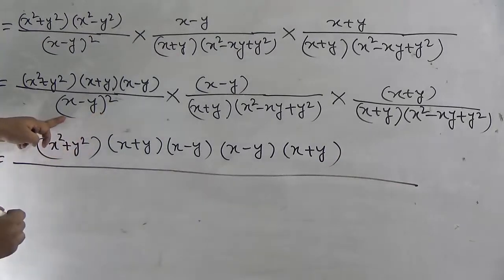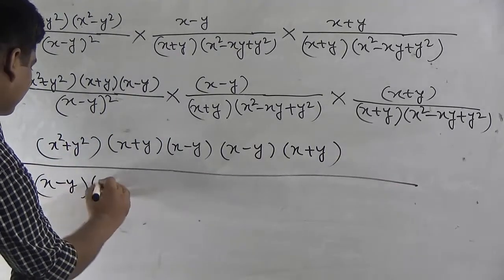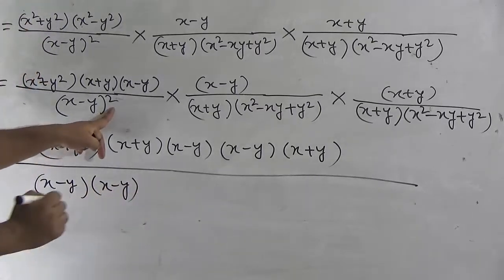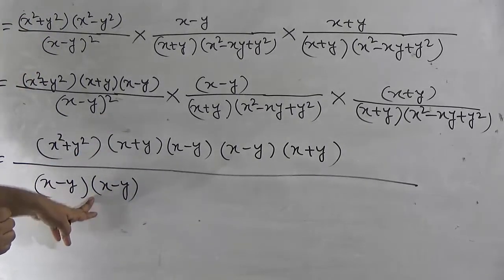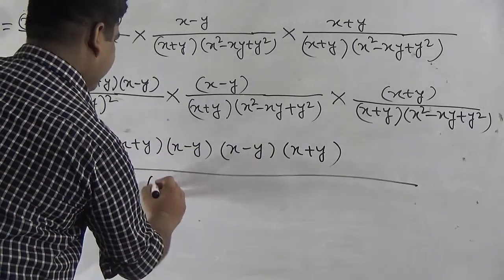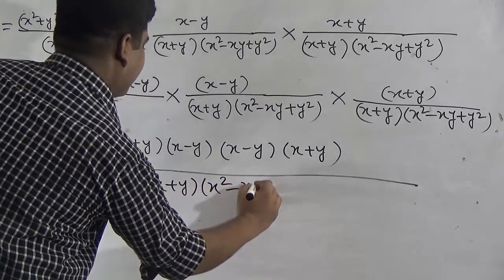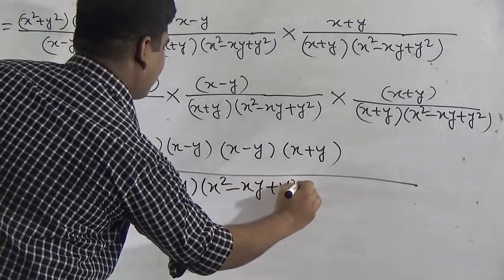Here x minus y, x minus y, we write as x minus y whole square. That means we multiply these two numbers and we get x minus y whole square. And this is also written here, x plus y, x square minus xy plus y square.